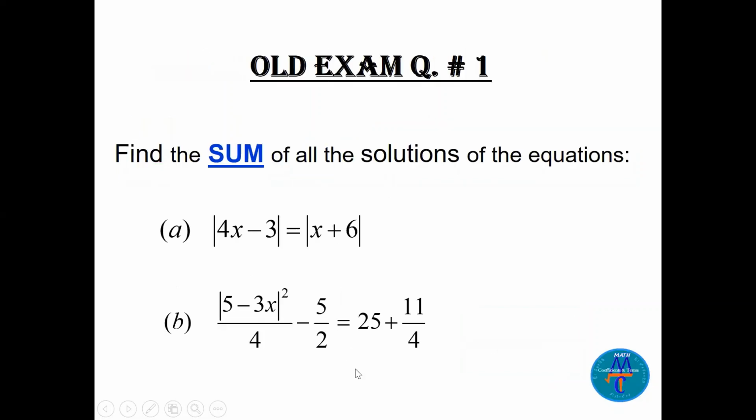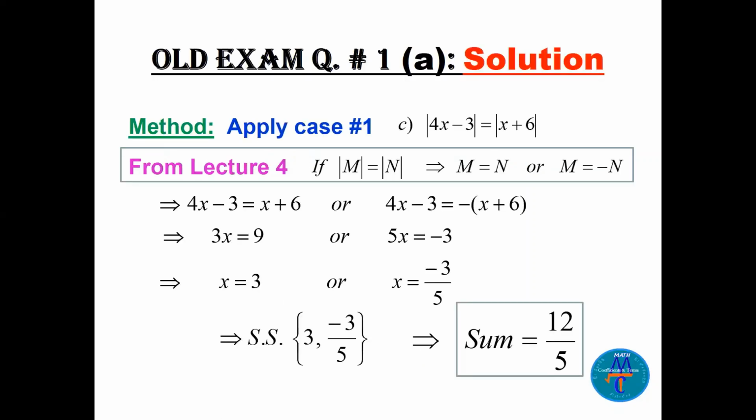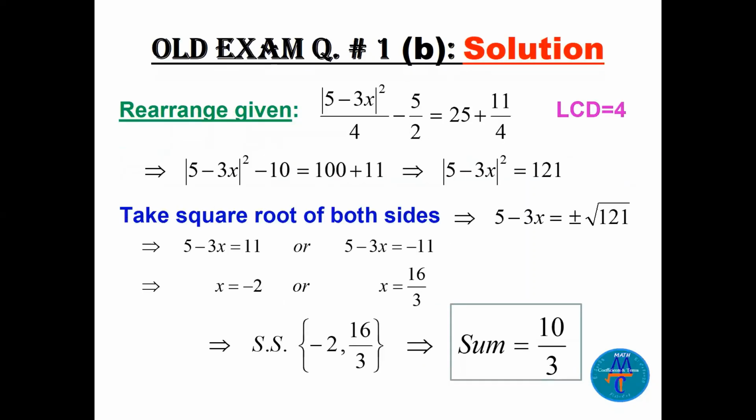Now the second one, it's clear that it's not arranged. We have to rearrange it. You see, we have the fractions 4, 2, and 4, so we can multiply the equation on both sides by 4 because it's constant. So let's multiply by 4. So we get 5 minus 3x, absolute value squared, multiply by 4, so that's minus 10. This is 25 by 4 is 100. 11 over 4 multiplied by 4 is 11.